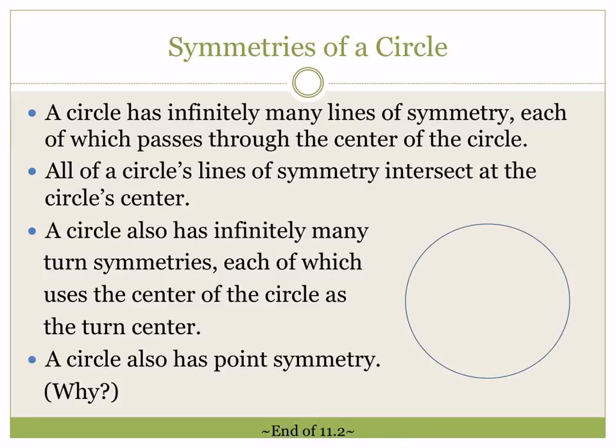Because they're all diameters. All circles also have infinitely many turn symmetries. I can take a circle and I can spin it however much I want, and I still have a circle. Doesn't change anything. So a circle also has point symmetry. Why? What was our definition of point symmetry? It has turn symmetry of exactly 180. So does a circle have turn symmetry of 180? Sure does. So it has point symmetry as well. What would be the turn center? Yeah, the center of the circle, right? All right, and we're going to stop there today.